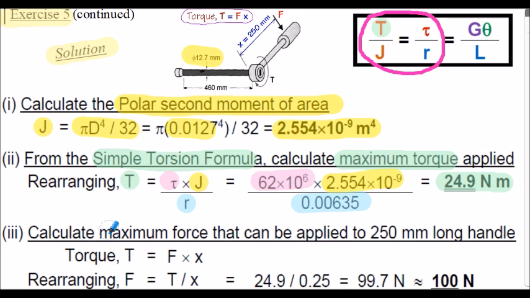The question actually wants us to determine the maximum force that can be applied to the 250 millimeter long handle. So this force F labelled here. And we're informed in the question that the formula for torque is the force applied to the handle multiplied by dimension X, which is 250 millimeters shown here. Simply rearranging for the force F, that's the torque divided by dimension X. Inserting the torque from above and the dimension X from above, the maximum force is approximately equal to 100 newtons.